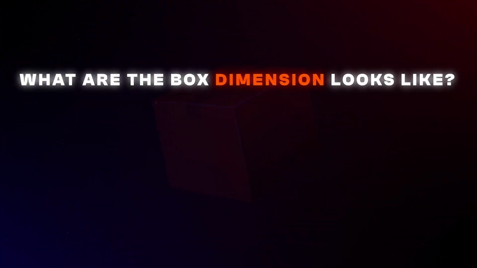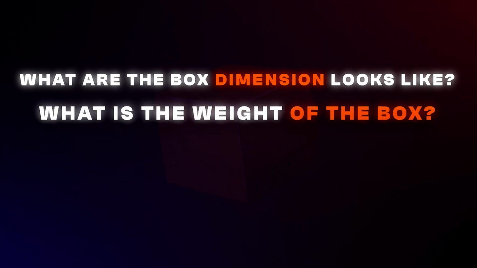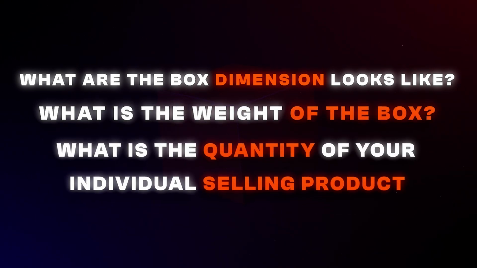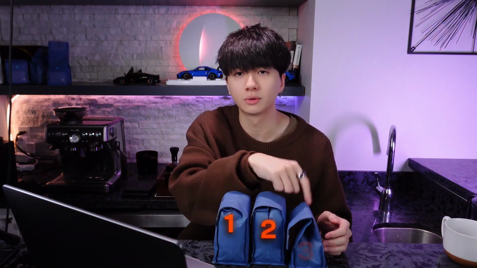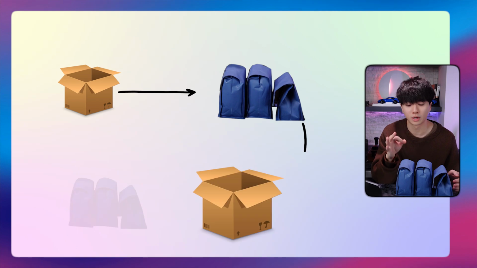So basically you will have to ask your supplier for the dimensions of the box. What do the box dimensions look like? What is the weight of the box? And also, what is the quantity of your individual selling product? In this box, I have 3 products that I'm sending into Amazon, so each box will have a quantity of 3 individual products. You will need this information to be able to create a shipping plan within Amazon's Seller Central.